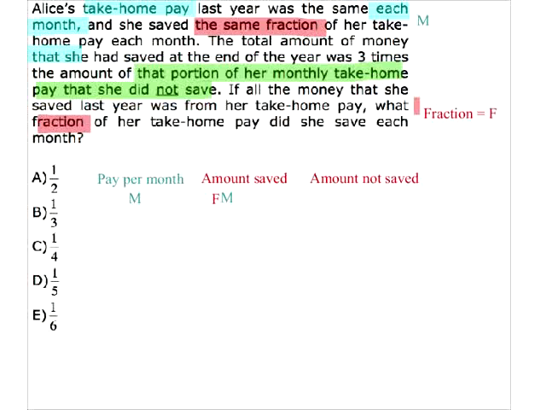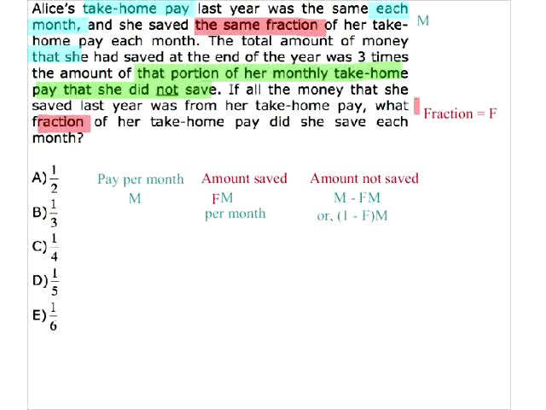And then the amount not saved is just the difference. It's the monthly minus that. Or if you like to think about the fraction instead, you can call it this. But it's supposed to be M, not W. So those are the same. You either think of it as everything minus the saved amount, or you think of it as the one minus the fraction that was saved. Those are equivalent. So then these are monthlies.